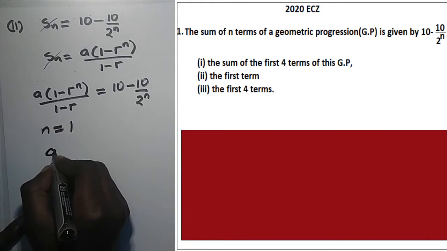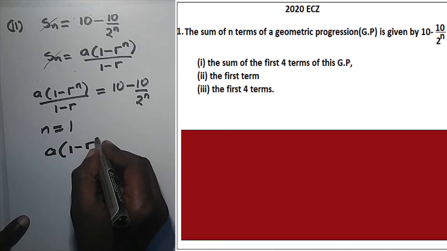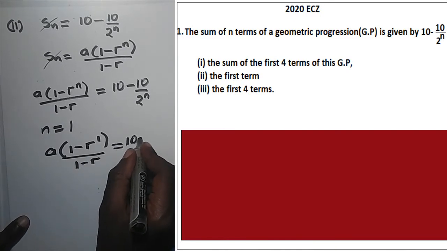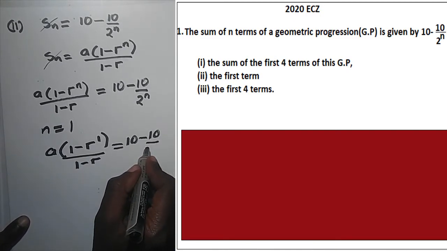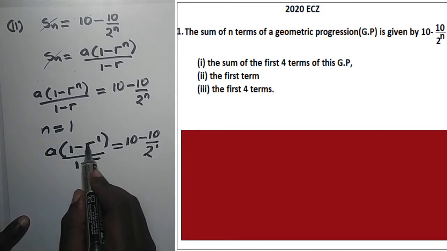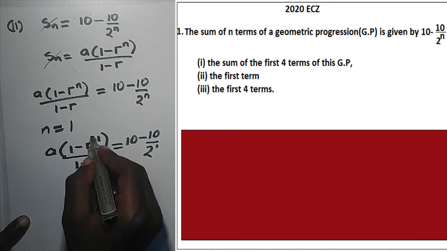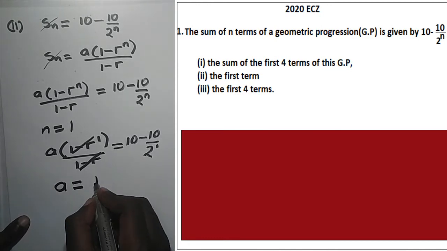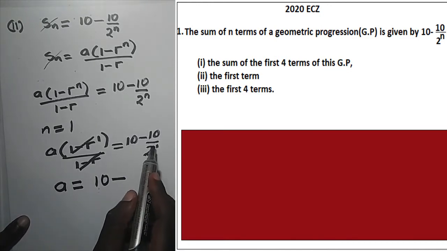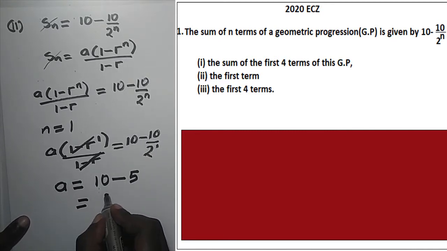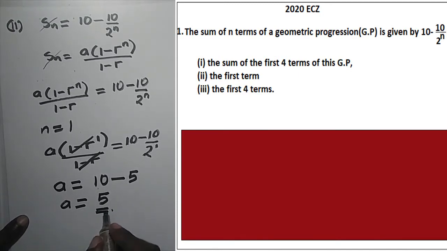So we are going to have a times 1 minus r to the power 1 over 1 minus r, which is equal to 10 minus 10 over 2 to the power 1. Okay, so r to the power 1 is just r. So you have 1 minus r and 1 minus r here, and these two are going to cancel out. You remain with a, the first term, equal to 10 minus, and then you can divide 2 into 10, you are going to have 5. So 10 minus 5 gives us 5 as our first term. So our first term is 5.